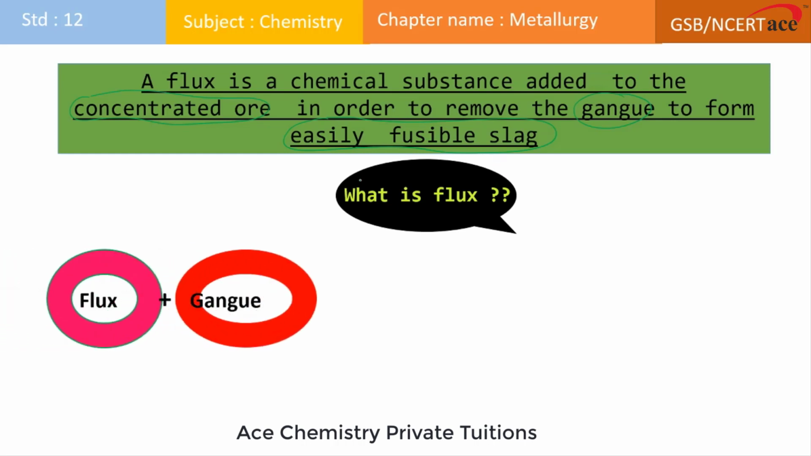If you'll see this general reaction, this gangue is actually present with what? Metal compound in the concentrated ore. But this gangue is very difficult to remove by simple heating. So we are adding what? Flux.